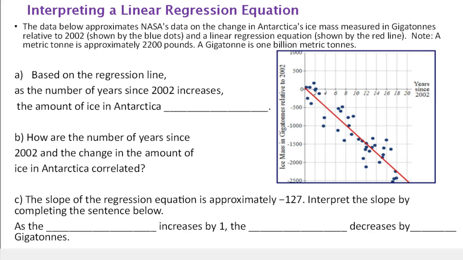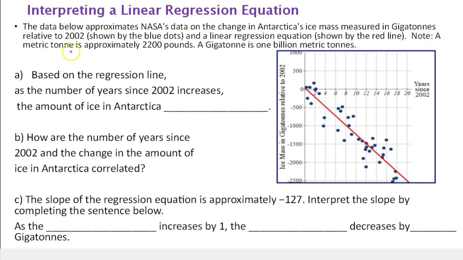In this video, we're going to interpret a linear regression equation. The data below approximates NASA's data on the change in Antarctica's ice mass measured in gigatons relative to 2002, shown by the blue dots, and a linear regression equation shown by the red line.